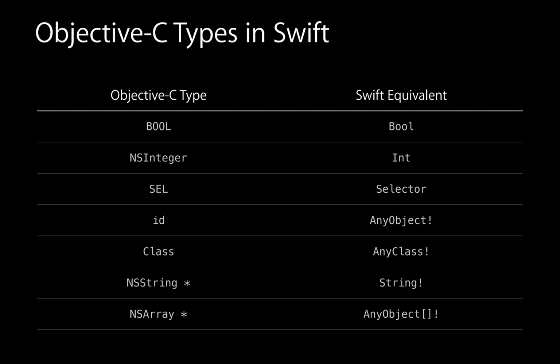There's id and Class, which we're very familiar with in Objective-C. These map over to AnyObject and AnyClass, something we're going to talk about in a couple minutes. And we also have the core Cocoa types that are bridged, like NSString and NSArray, mapping to their Swift native equivalents. Again, we'll talk about that later in this talk.